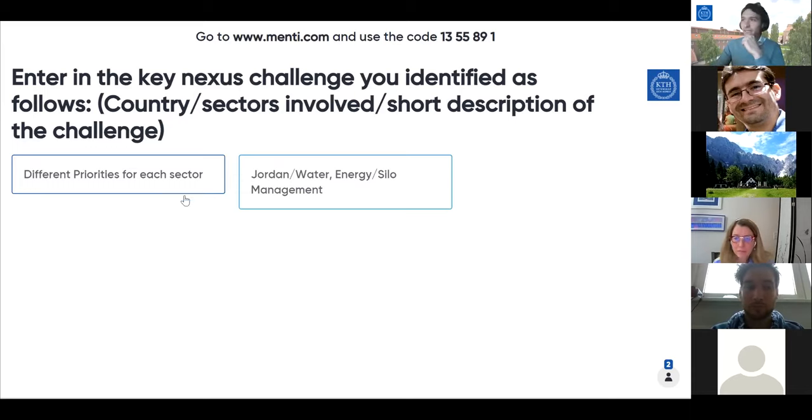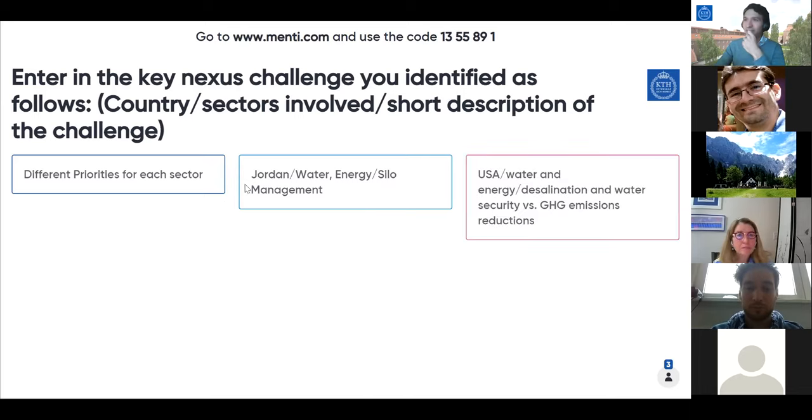So a few are coming in. We have someone from Jordan that we discussed up to now, silo management, different priorities for each sector. This is something that of course arises in each country. And that's something that makes this kind of dialogue extremely important to align and decide on these priorities.